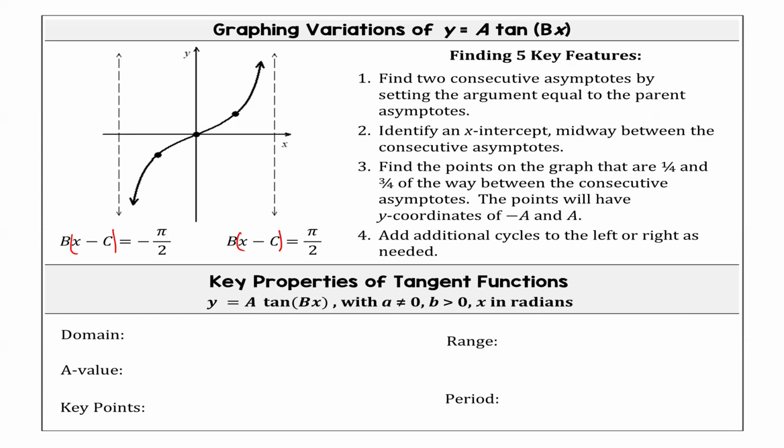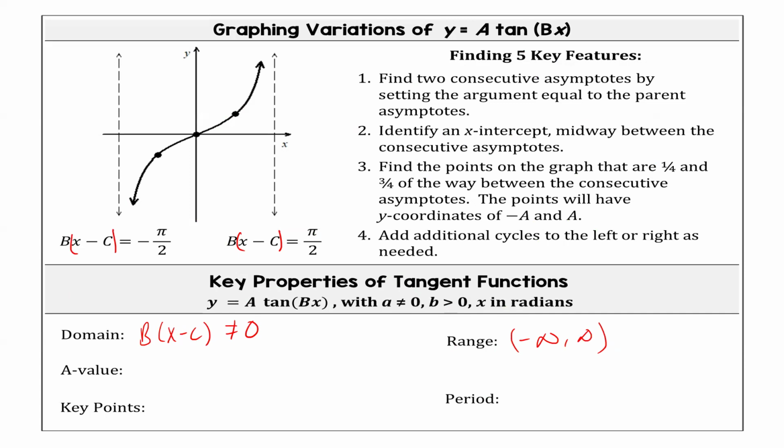And then from there, we're going to identify our x-intercepts, which is midway between the consecutive asymptotes. Then we're going to find the points on the graph that are 1/4 and 3/4, so our halfway of our halves. And then we just add our additional cycles to the left or to the right as needed. So our domain here is basically saying that b times x minus c cannot equal 0. That's the general domain when you have a and b. Your range is always going to be from negative infinity to positive infinity.